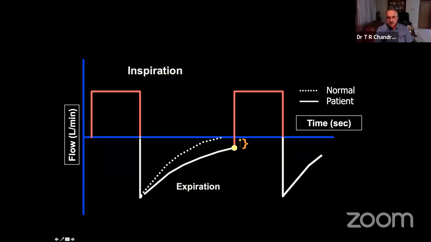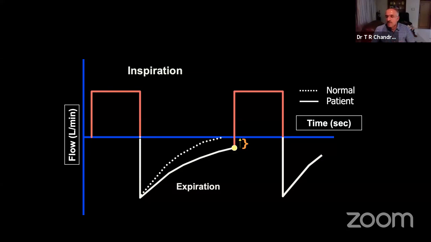When the expiratory limb doesn't touch the baseline, there is volume still being brought out and the next inspiration sets in. So when volume stays back in a closed space, the alveoli, pressure increases. That is what we call auto-PEEP.